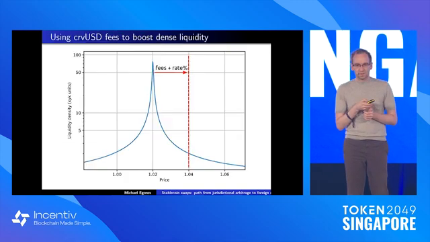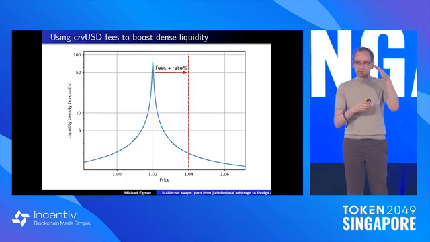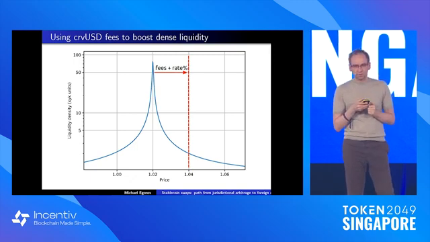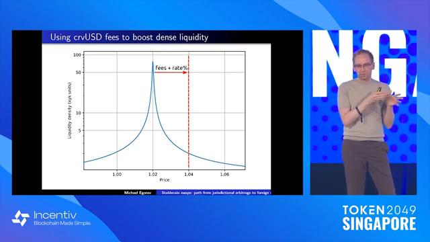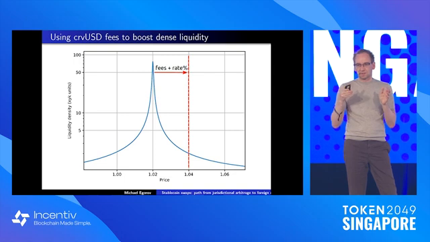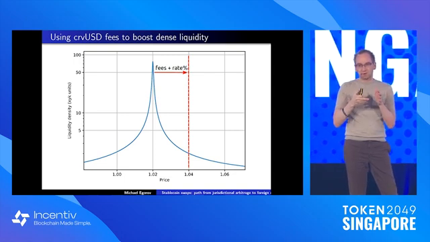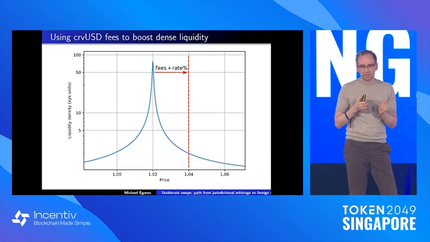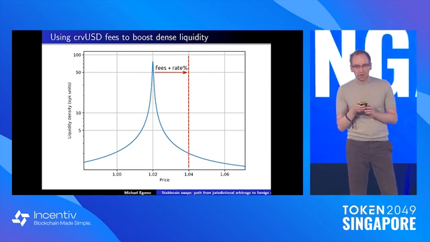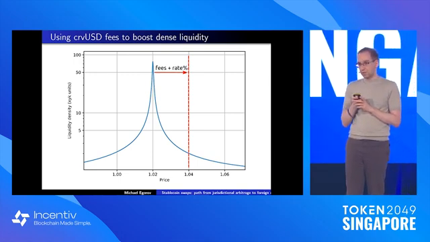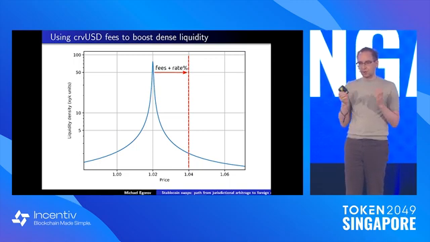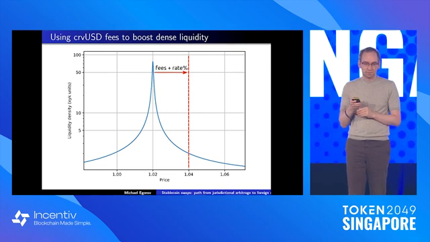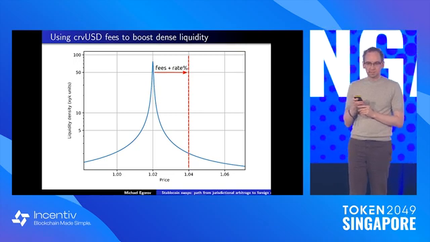Then the pool which swaps between crvUSD and crvEuro would essentially be able to use some of the fees generated in the pool and the rates earned by stablecoins sitting in it towards rebalancing the dense liquidity. At the moment, it's not running this way. It's in development, but you can already do simulations and see if it's efficient. So that's what we did.